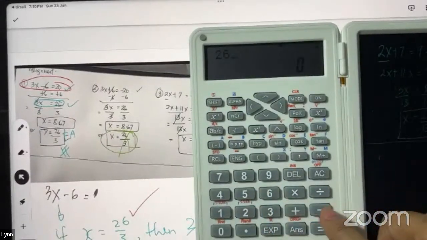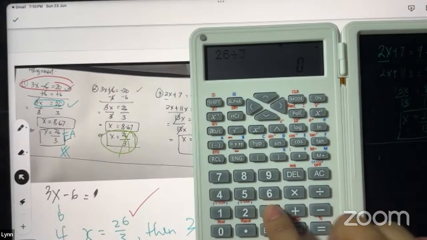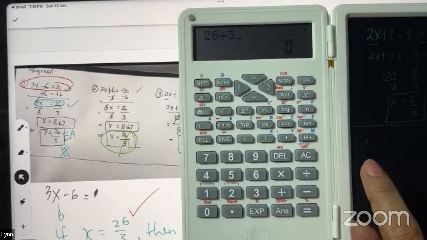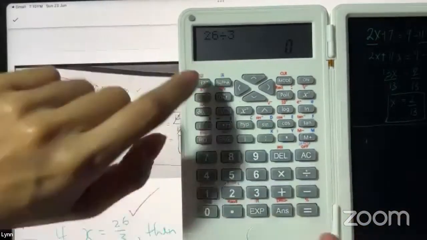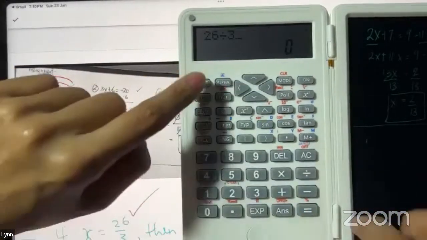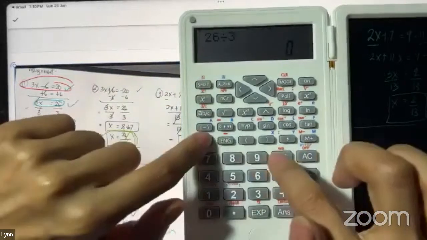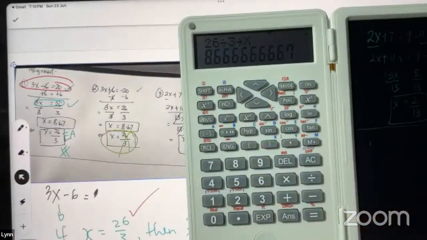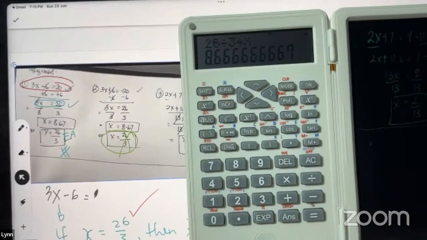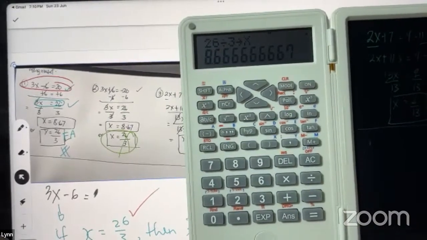26, divided by 3. And then you store it to the x value. How do you store? Shift, store x. No, not alpha, shift, store x. Okay, see the arrow? 26 over 3, arrow x. You have successfully stored it. Why do you store this? So that you can confirm it against the original question.